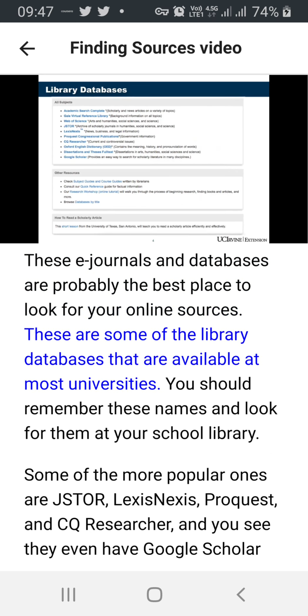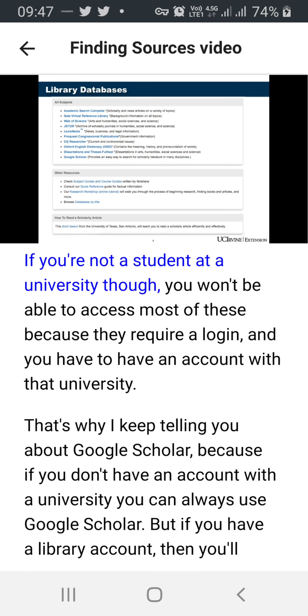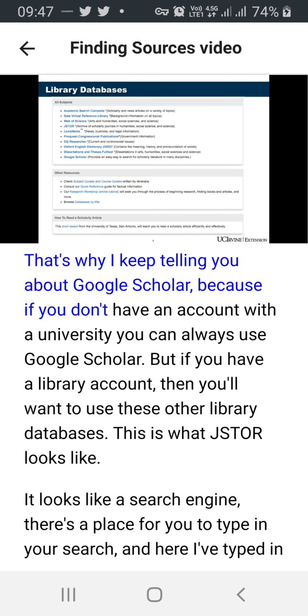These are some of the library databases that are available at most universities. You should remember these names and look for them at your school library. Some of the more popular ones are JSTOR, LexisNexis, ProQuest, and CQ Researcher. And you see they even have Google Scholar here. If you're not a student at a university, though, you won't be able to access most of these because they require a login, and you have to have an account with that university. That's why I keep telling you about Google Scholar, because if you don't have an account with a university, you can always use Google Scholar. But if you have a library account, then you'll want to use these other library databases.